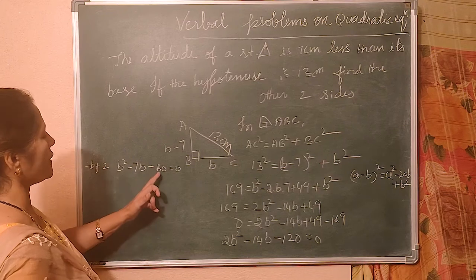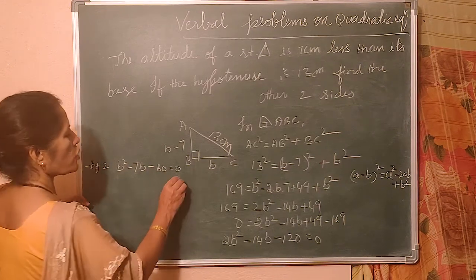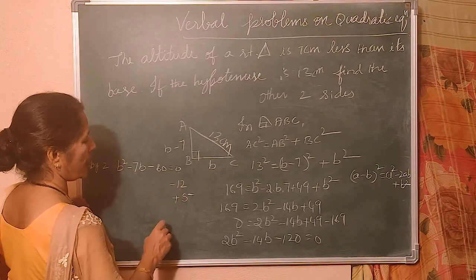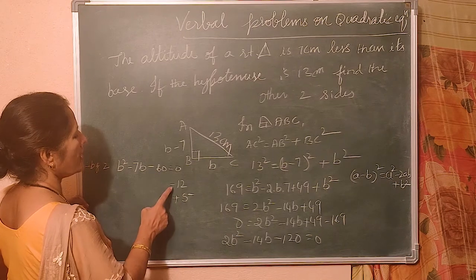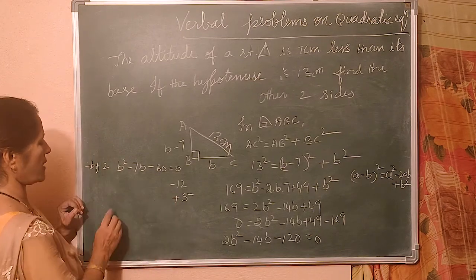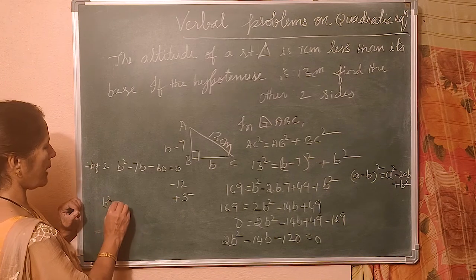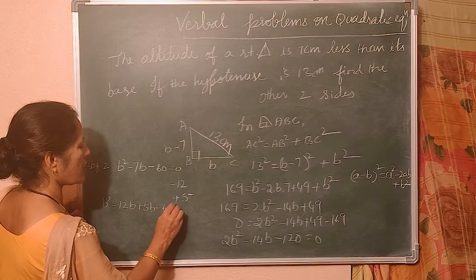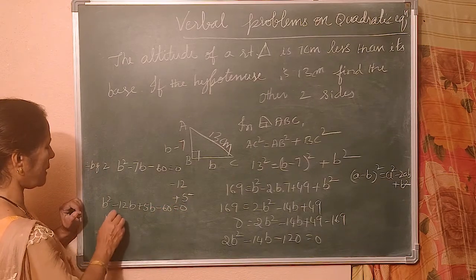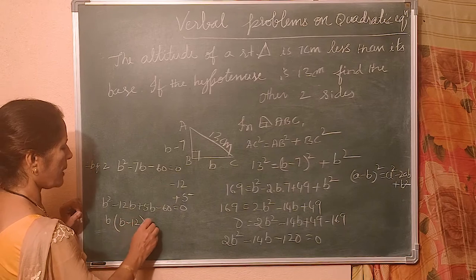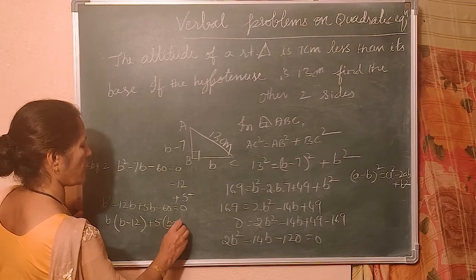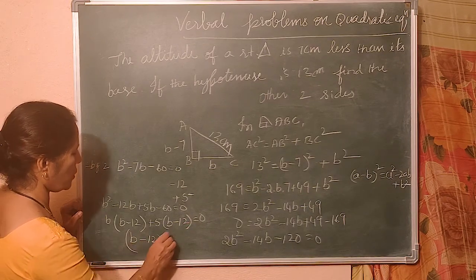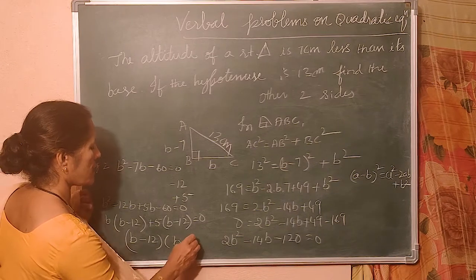Now you think of the factors of 60. 12 fives are 60, so 12 and 5. You have to get minus, so minus 12 plus 5. Minus into plus is minus. Minus 12 plus 5 is minus 7. So b square minus 12b plus 5b minus 60 is equal to 0. So b is common, b minus 12 plus 5 is common. So b minus 12 into b plus 5 is equal to 0.